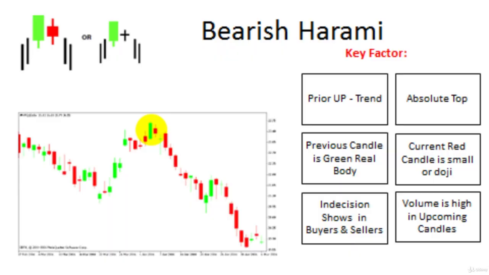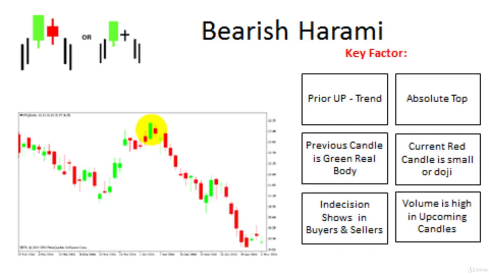Now we discuss the bearish Harami pattern. As the candlestick formation shown on your screen, there are two patterns. The first pattern is a big green real candle body which creates a top, and the next candle is a small red candle which is undershadowed by the previous candle. In the next formation, there is a big green real candle body which creates a top, and the current candle looks like a doji candle.